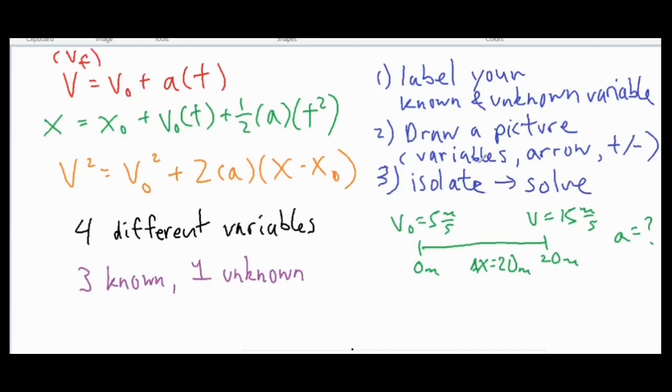So I drew my picture, I added in the variables. I can put some arrows here. There's not too much going on directionally, but adding some arrows never hurts. And then I see if I need to add any positives or negatives. Doesn't look like I need to. So then I can isolate and then solve for my variable. Okay, so one thing you want to be comfortable with is isolating a variable without the numbers. So you may need to solve for things in variable form.